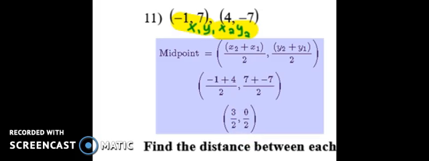Notice in problems 9 and 10, I'm doing it differently than problem 11, because it doesn't matter what order I put the x's in, since I'm just finding an average. It doesn't matter what order I put the y's in either, I'm just finding the average.